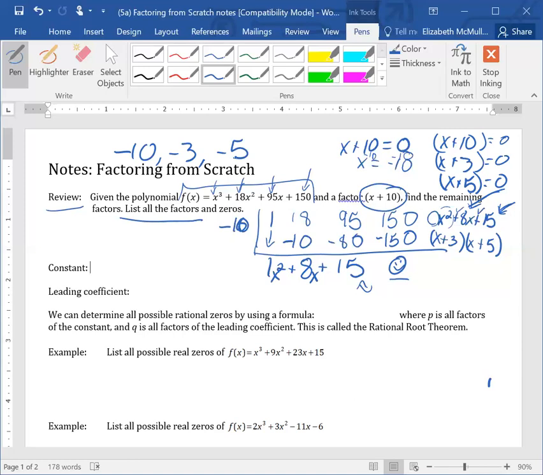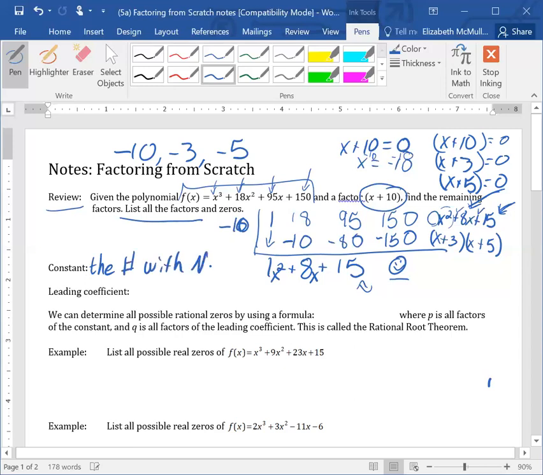All right, so some definitions that we need to go over. The constant. We've mentioned this, but we've not specifically said it. The constant is the number with no x, or y or z, or the number without a letter attached to it. In this case, on ours, that would be the 150 here. There's no x with that 150. That's going to be our constant. The leading coefficient, this is the coefficient in front of the lead term.